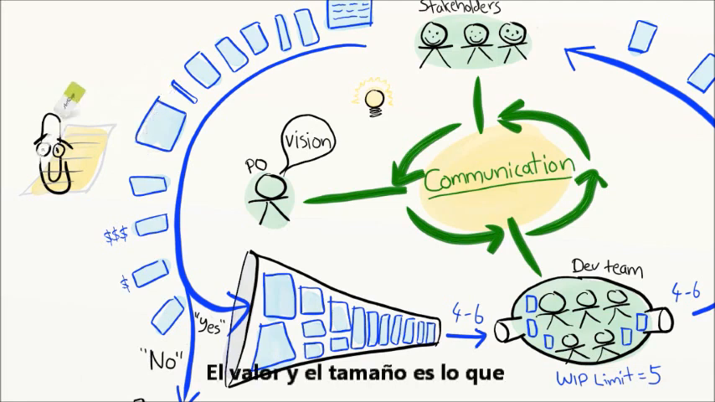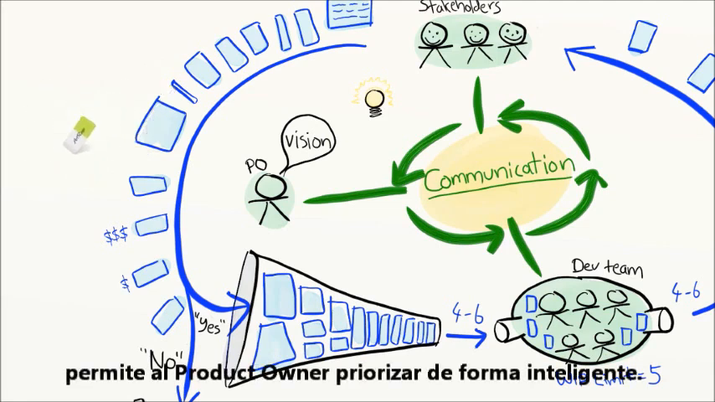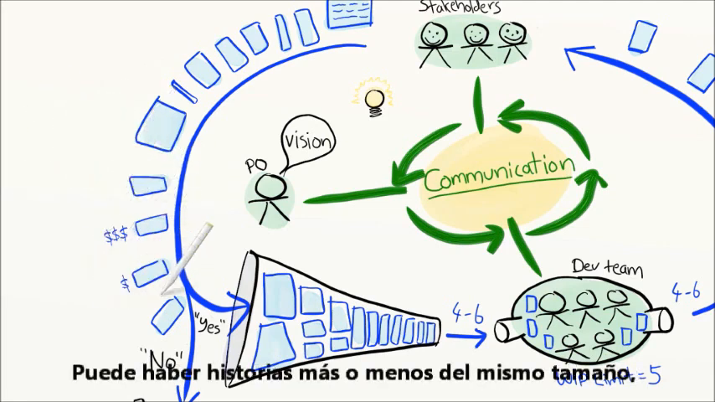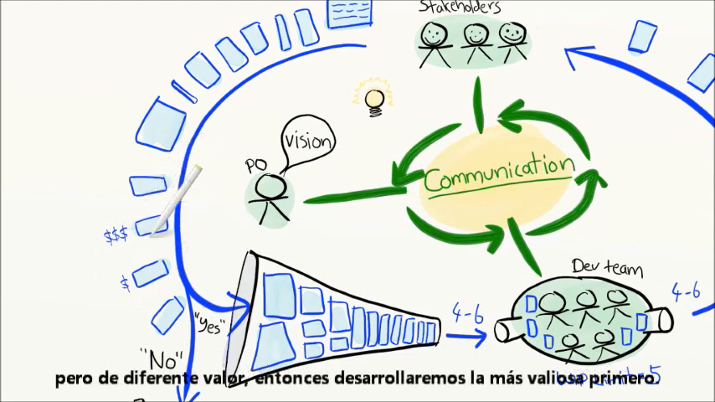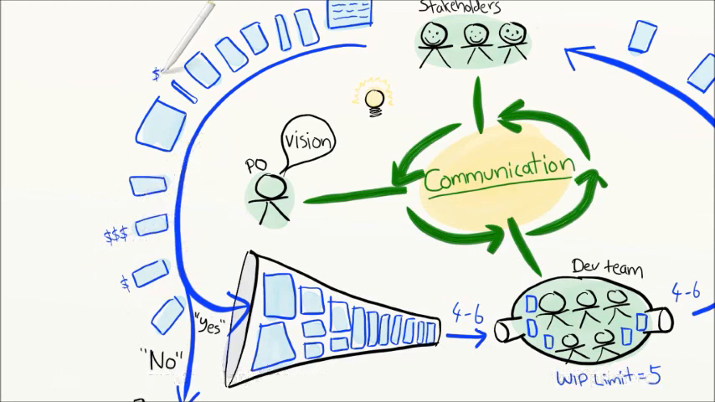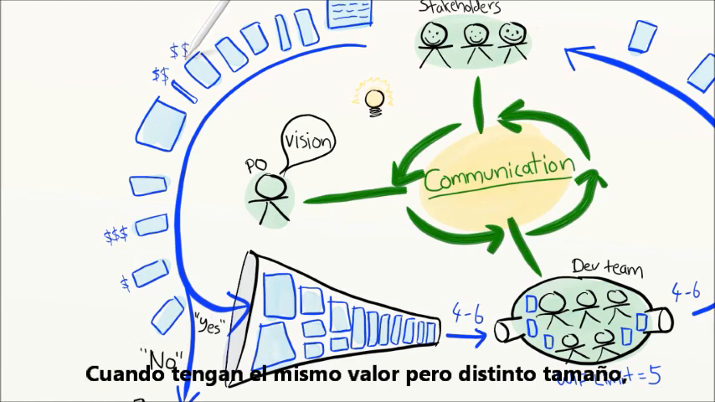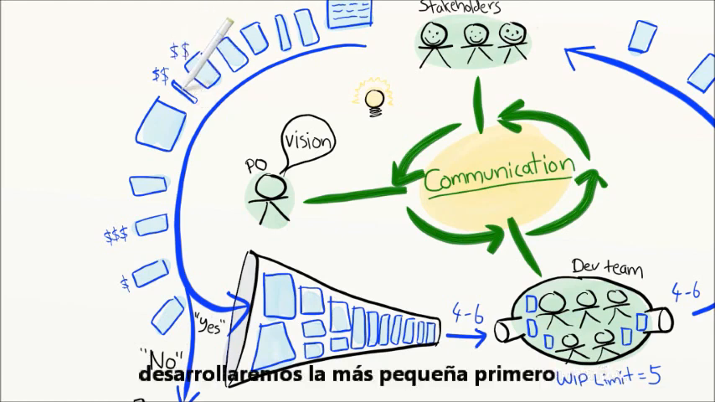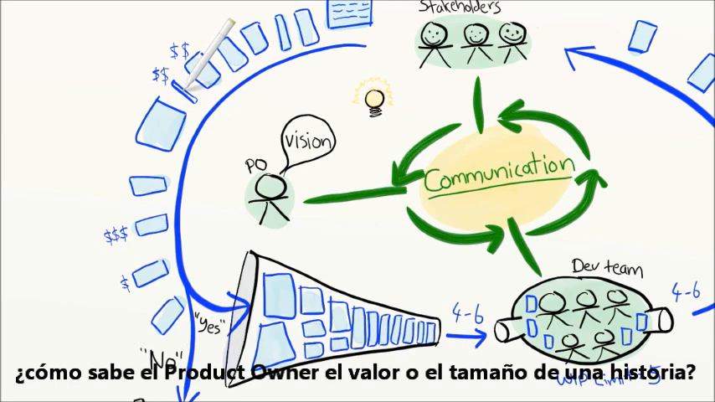Value and size is what helps Pat prioritize intelligently. Like here, these two stories are roughly the same size but have different value. So build this one first. And over here, these two stories have roughly the same value but different size. So build this one first. And so on. Okay, that sounds easy enough.